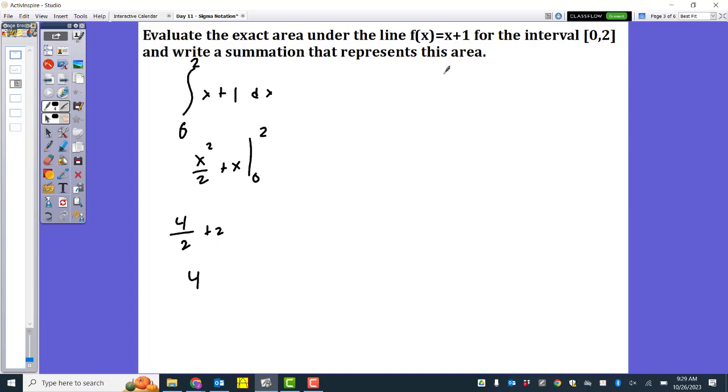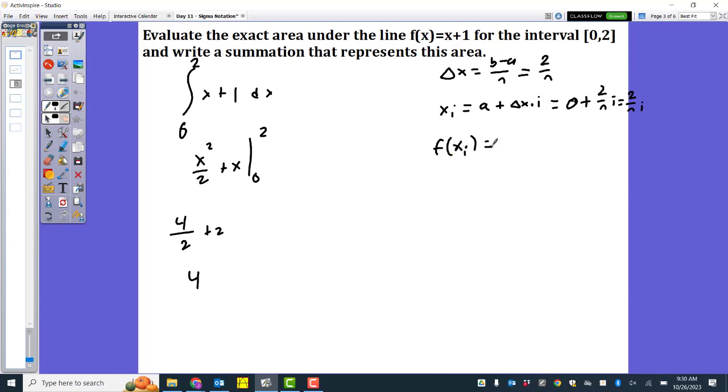Well, we need two things. We need delta x, which is b minus a over n. n just stays as a variable. b minus a is going to be 2 minus 0, so 2 over n. And we need x sub i, which is a plus delta x times i. We just found delta x, so it's going to be 0 plus 2 over n times i, which is 2i over n. And last but not least, we need f of x sub i.